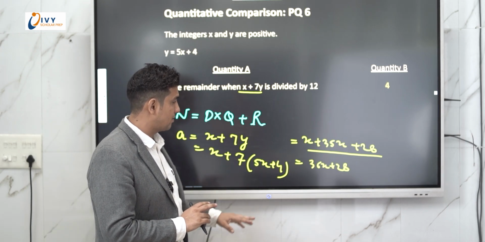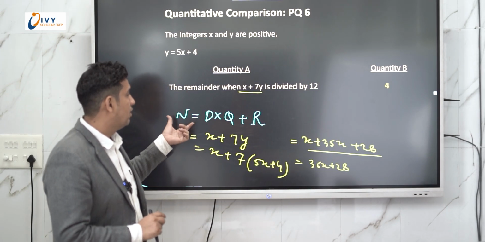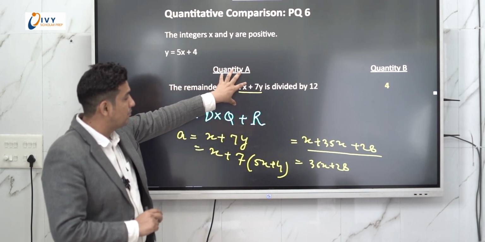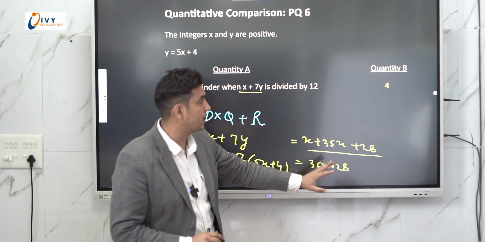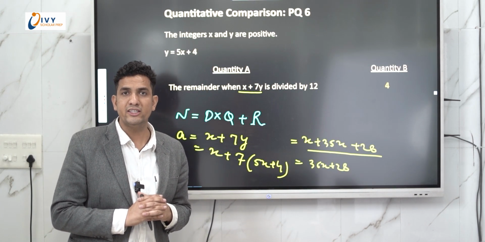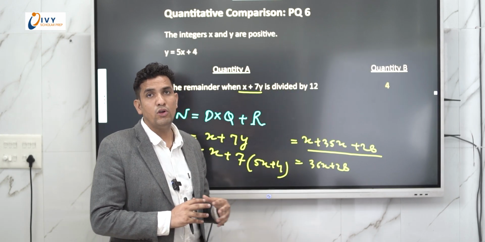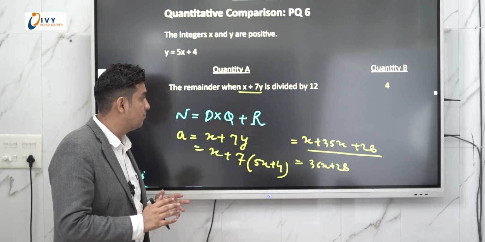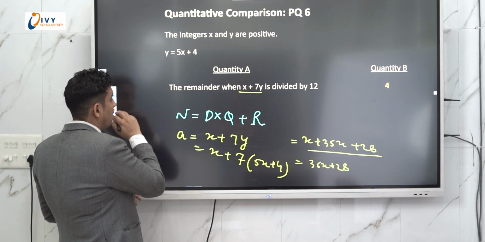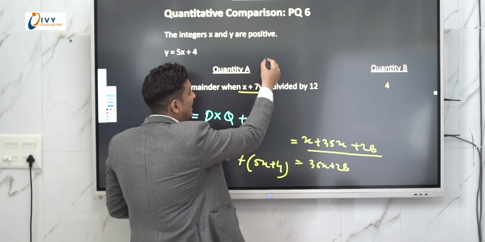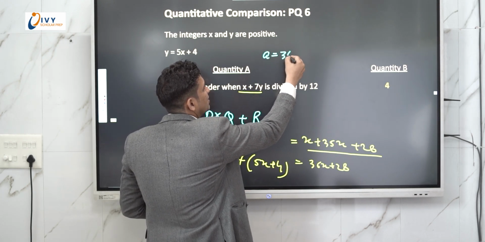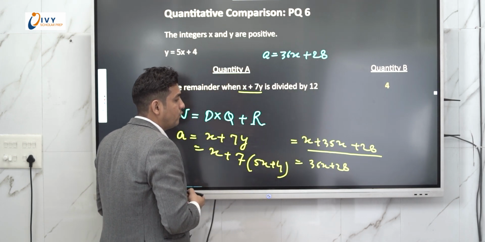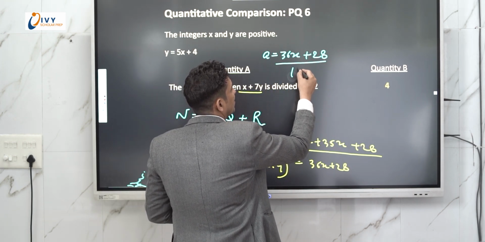Now let's go to the next step. As I say, the number is divisor into quotient plus r. So we have figured out this number is actually 36x plus 28. Now we are trying to divide this number by 12 and we want to figure out our remainder. So how we do that? Let's make life simpler. Now my a is here 36x plus 28, and I would like to divide that by 12.